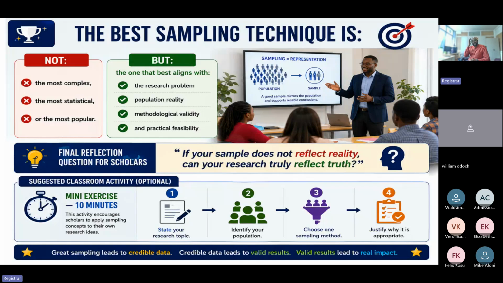So choose your correct sampling technique. Not necessary that you have to use this one because my professor explained that one to me in more detail. No, don't do that. So I have some activity for you. Since it's an online session, you can do it by yourself. At least do a mini exercise for 10 minutes. We are going to do it now.